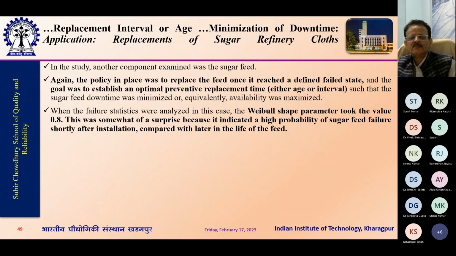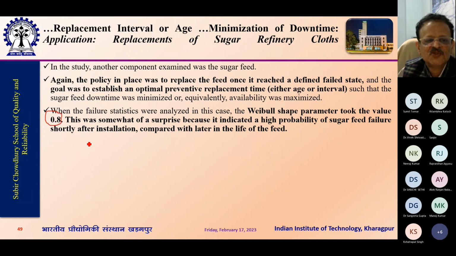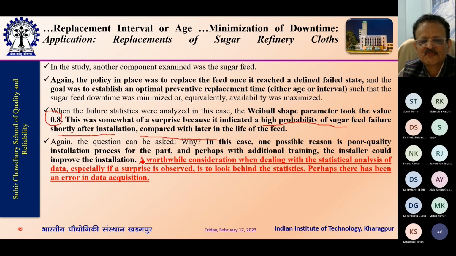Another component of the same system was analyzed, and that gives the variable 0.8 in the first case. So this was somewhat of a surprise because it indicates a high probability of early feed failure shortly after installation, that is quality related failure, poor workmanship related failure. Again, the question is why it is turning out to be 0.8. Because the time is not very large or very small.